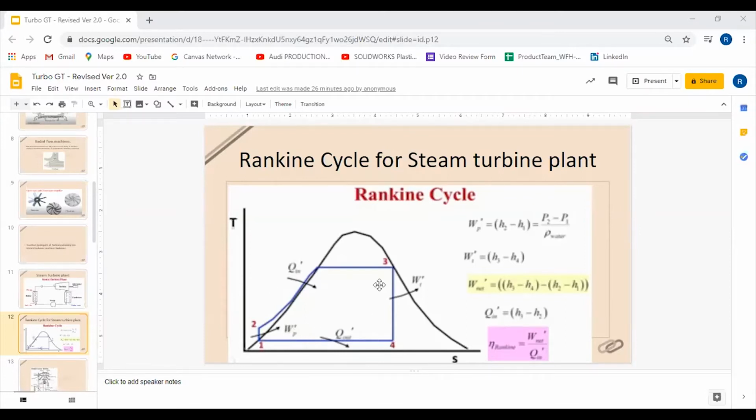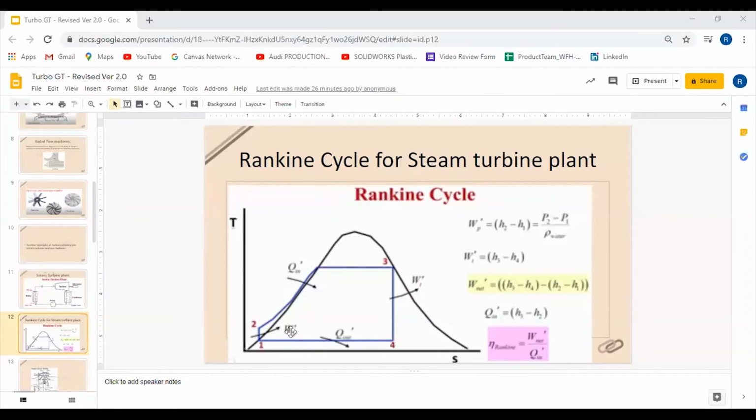There are various exceptions also. If you go for supercritical steam and raise the temperatures and pressures, then you have some other form of graphs here. But this is basically the basic Rankine cycle used for a steam turbine. Since we are not going into the details of digging deep into steam turbine design, I'm just covering it at the basic level.